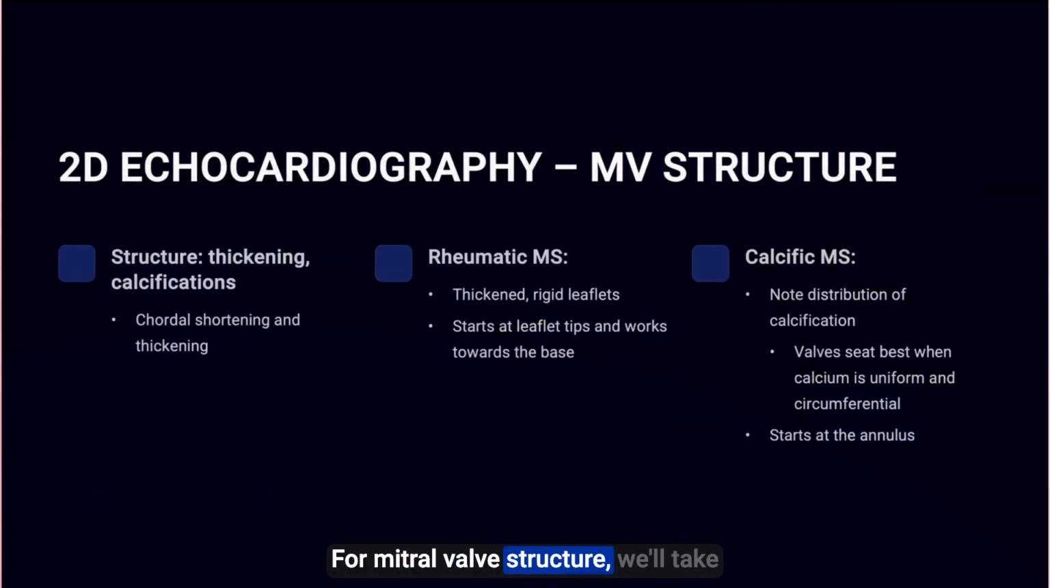For mitral valve structure, we'll take note of thickening, calcifications, chordal shortening and thickening. For rheumatic mitral stenosis, you'll see thickened and rigid leaflets. In the calcific patients, the leaflet tips are pretty normal. In the rheumatic mitral stenosis patients, the defects occur first at the leaflet tips and work towards the base of the mitral valve. This is the opposite of calcific mitral stenosis, where the defect and the calcium occur at the mitral valve base and annulus first, and then work their way more towards the leaflet base and tips.